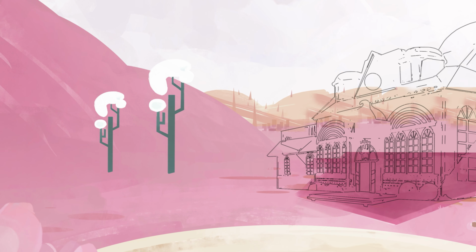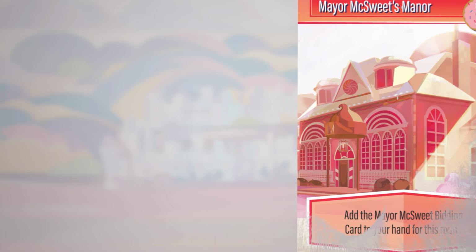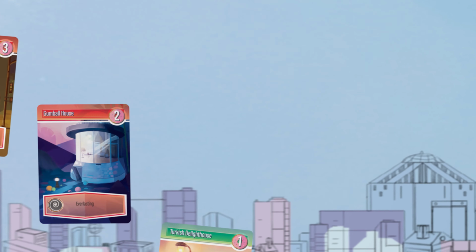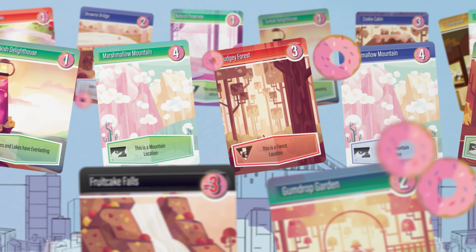As you build, you'll earn donuts from Mayor McSweet. If you earn the most donuts after 3 rounds, you'll be crowned the best city planner of Sweetlandia.